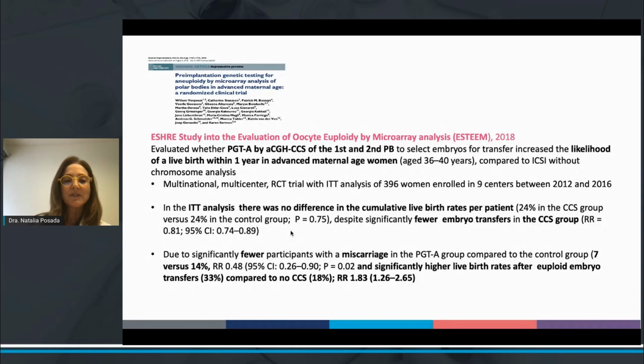In other words, the patients in the study group achieved the same cumulative live birth rates as the control group despite having fewer embryo transfers because they had lower miscarriage rates, 7 versus 14%, and significantly higher live birth rates per euploid embryo transfer, 33% compared to 18%, which was clinically significant.